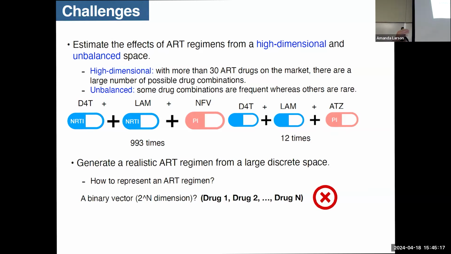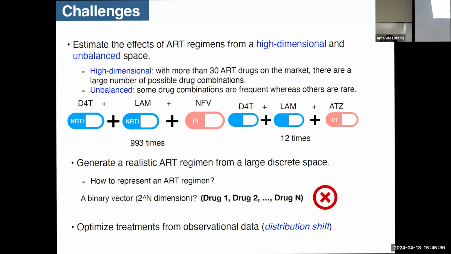For example, if everything is 1, that means you use all 30 drugs. That's impossible, right? Usually it's just, for example, 2 NRTIs and 1 drug from PI, or 1 drug from NRTI. So this simple representation will not give you a realistic representation of ART regimen. We will address this problem later.